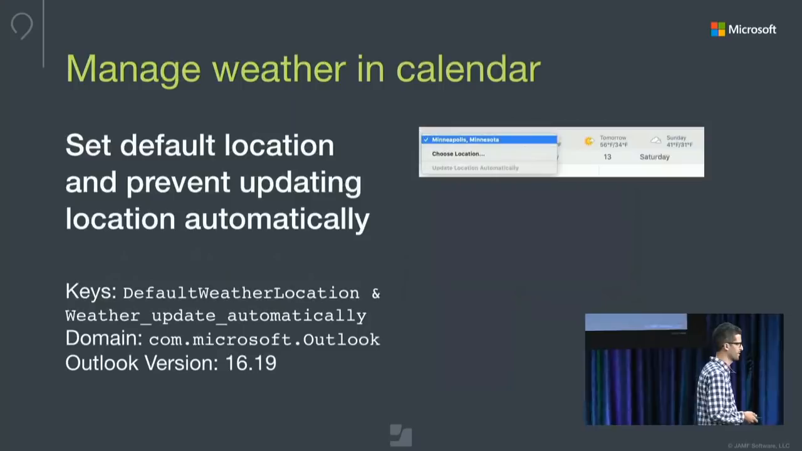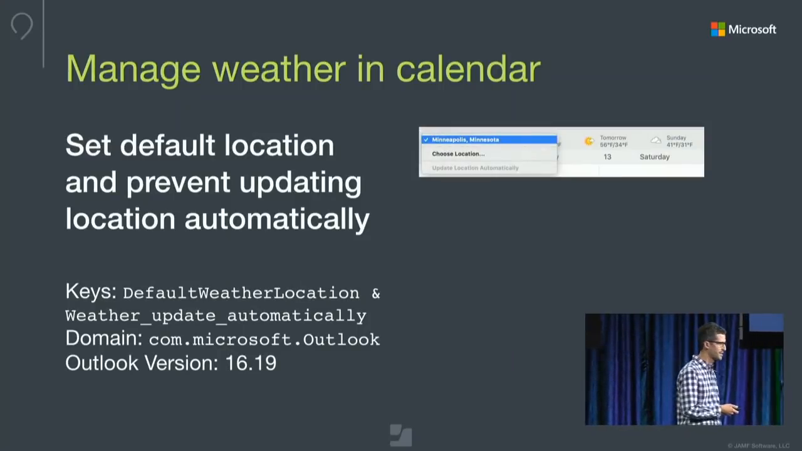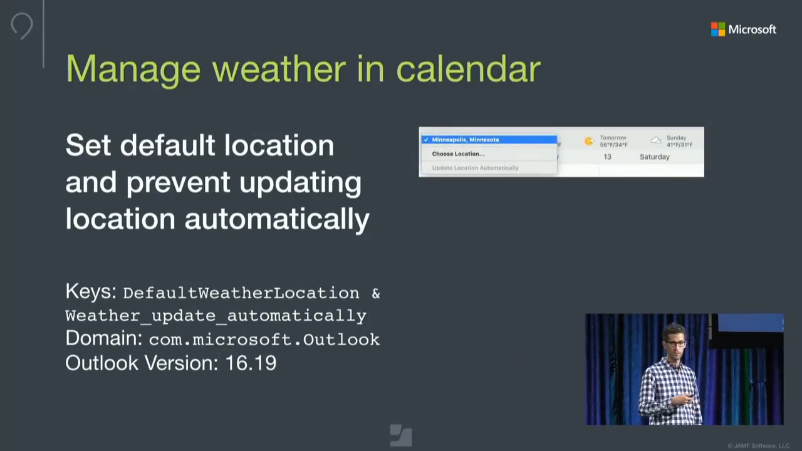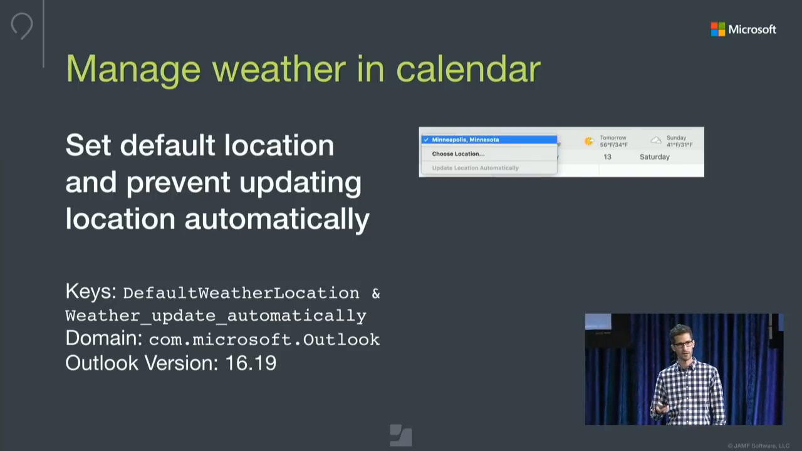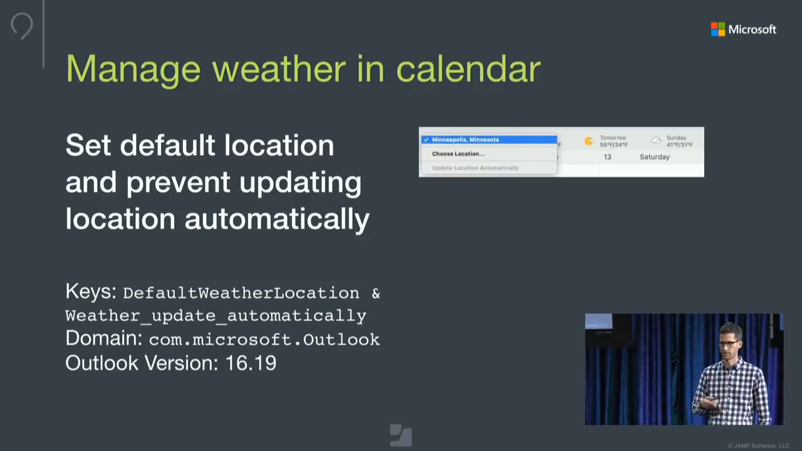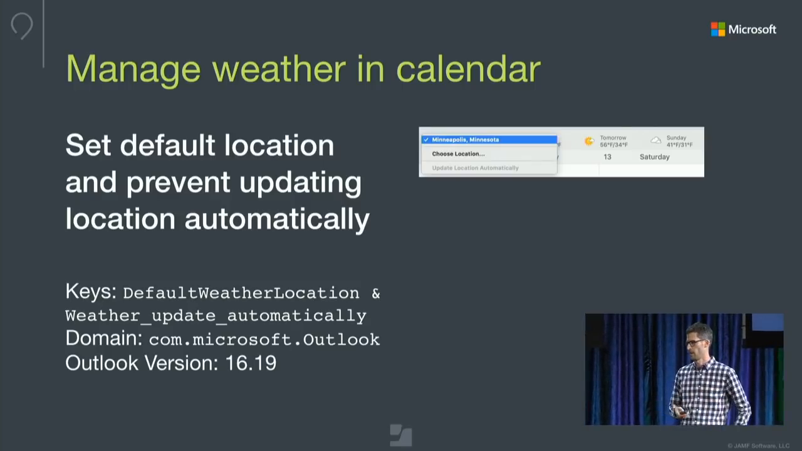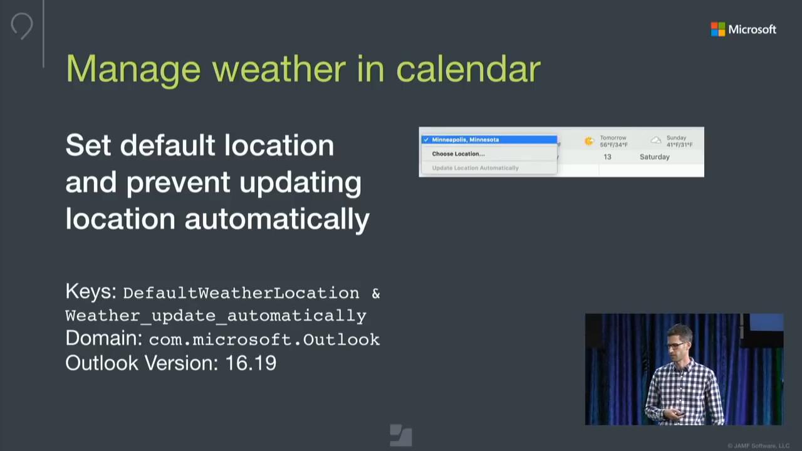Next one is a fun one because it's a little bit silly. By default, when we launch Outlook for Mac, you go into the calendar, and you might see the weather in calendar. It's actually one of those delighters. A lot of users have said they like having a sneak peek of what their weather is. It makes you feel local to your current location.